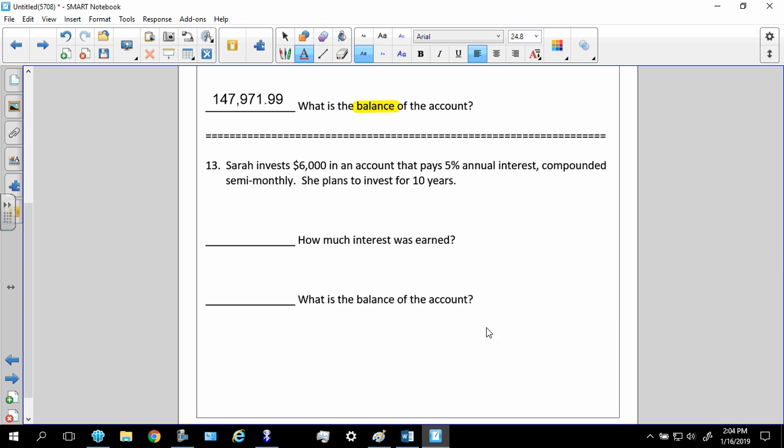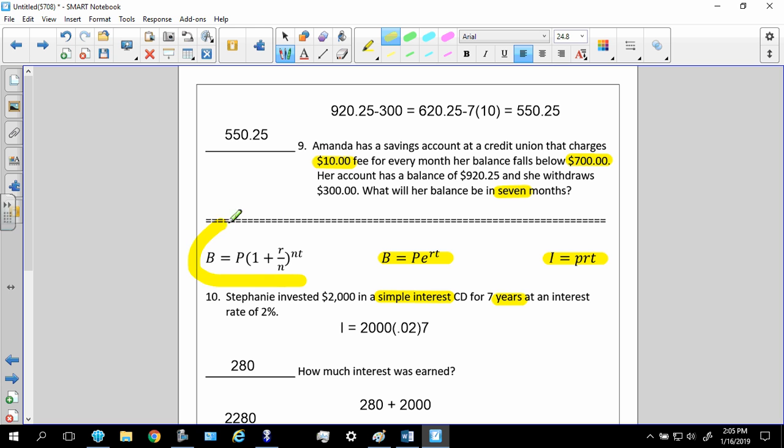All right, question number 13. Sarah invests $6,000, compounded semi-monthly. So that is the big formula, this one right here. That's the formula we're using.